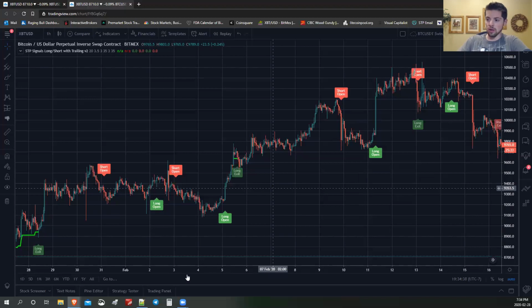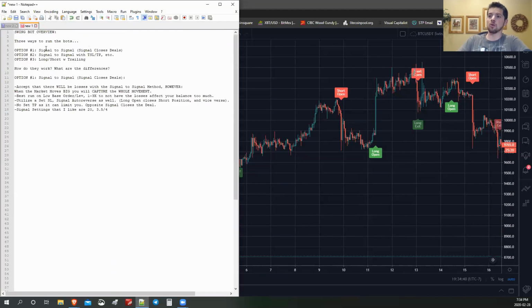Are you comfortable with signal to signal where it's going to lose a little bit to capture the full move? Do you want to run signal to signal with TSL take profit so that you are getting your set take profit and you have your TSL knowing that you're going to miss some of the big moves? Or do you just want to say screw it and run long and short with trailing, adjust it to the chart, and then once it's adjusted to the chart, you're able to figure out that, okay, well, I am going to be very profitable. I have a high success rate. I can increase the leverage.